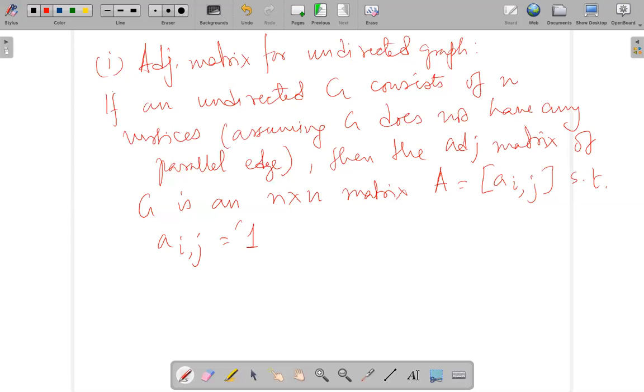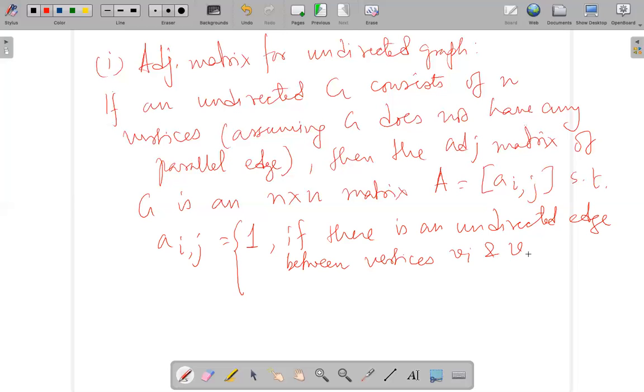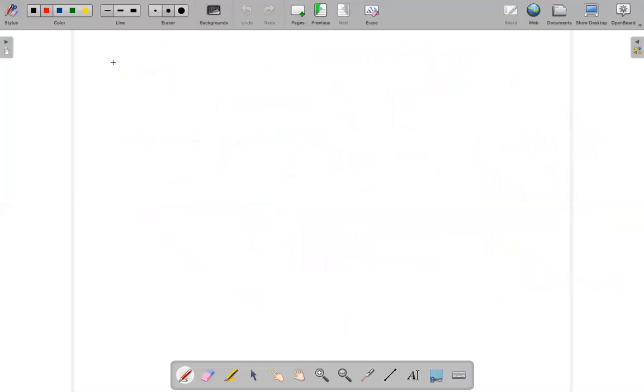Aij is equal to 1 if there is an undirected edge between vertices Vi and Vj, and is 0 if there is no edge between Vi and Vj. Similarly, we can extend this definition for directed graphs.